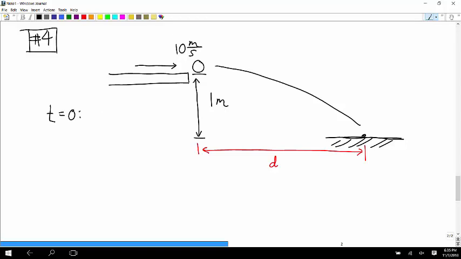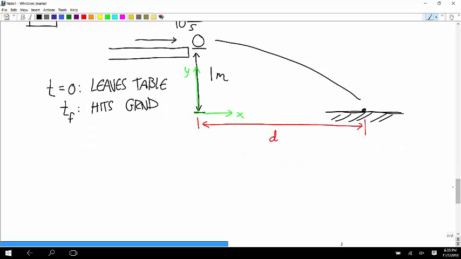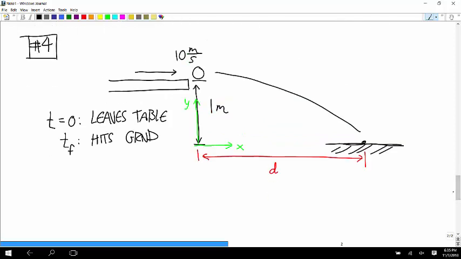So time equals 0 is going to be when it leaves the table. Time final is when it hits the ground. The coordinate system I'm going to put on the ground right beneath where it leaves the table. And then the initial velocity, this is sort of the one thing that you have to infer from what's written, is at the instant it leaves the table, since it's been rolling along the table, it's moving exactly horizontally. So the initial velocity vector is 10 meters per second in the positive x direction and 0 in the y direction.